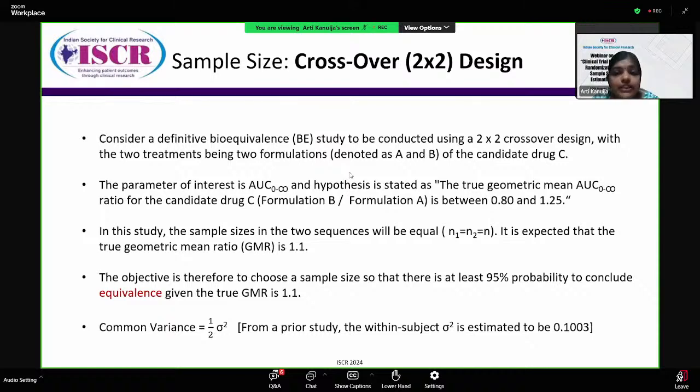Now, getting all this information, you already have the GMR, which is the geometric mean ratio. They have given you 95%, meaning you are having a 5% level of significance. And that is how you're going to calculate this.